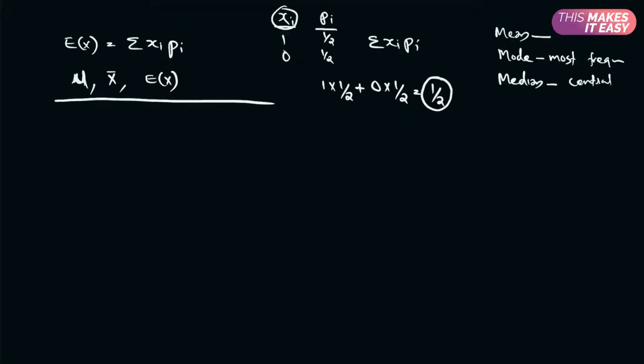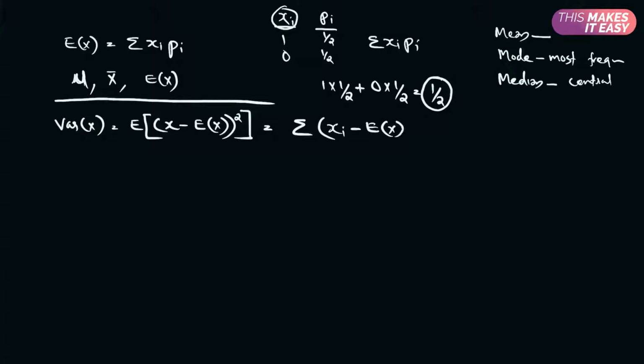Now let us talk about the variance of x. In probability and statistics, variance is the expectation of the squared deviation of a random variable from its mean. Basically we can write it like this, or in terms of summation we can write like this. Now let us find the variance of our earlier random variable.